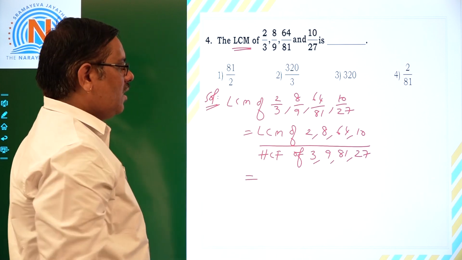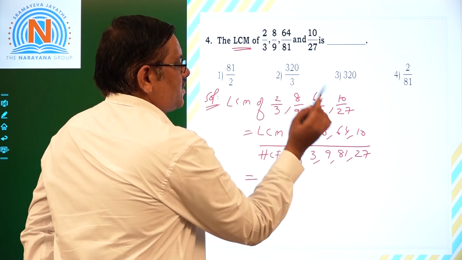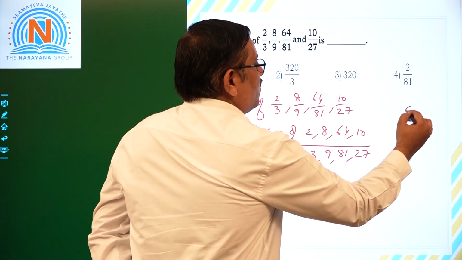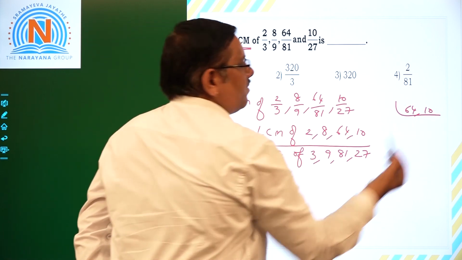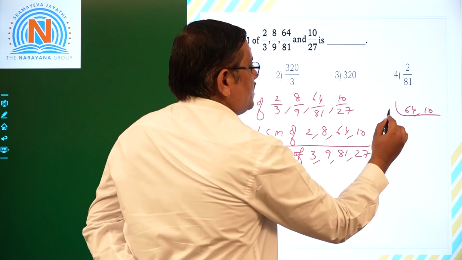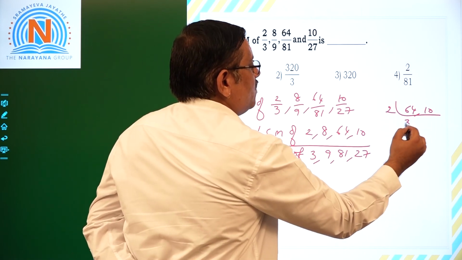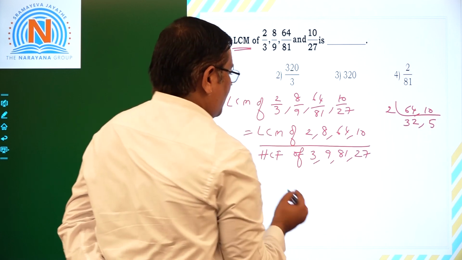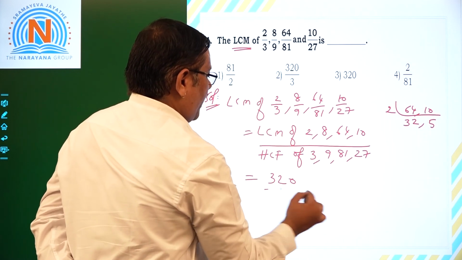If you look, 2 and 8 are factors of 64. So here also, to find the LCM of these 4 numbers, find the LCM of 64 and 10. That's enough. For that, let us use the division method. Let us divide with 2. So we have 32 times and 5 times. That's it. 2 5s are 10, 10 32s are 320.